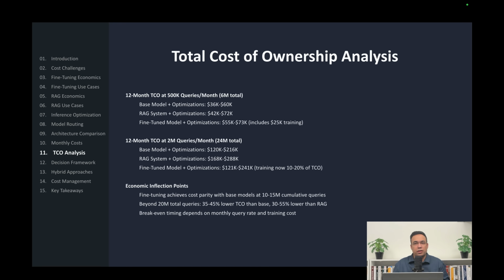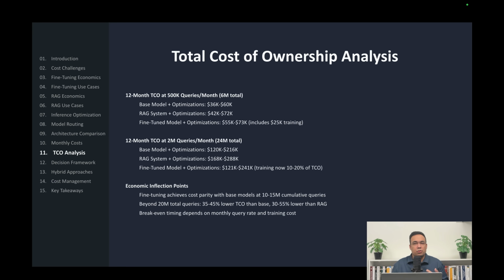Here are the economic inflection points you should understand. Fine-tuning achieves cost parity with base models around 12 to 15 million cumulative queries, which aligns with our break-even calculation. At 24 million queries, fine-tuning delivers approximately 25% to 35% lower TCO compared to base models, and even more significant savings, around 40 to 50%, compared to RAG systems, due to RAG's retrieval overhead. These advantages become more pronounced as you scale beyond 50 million queries, where the training cost becomes almost negligible as a percentage of the TCO.